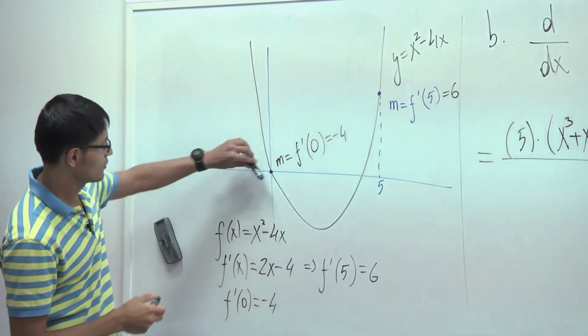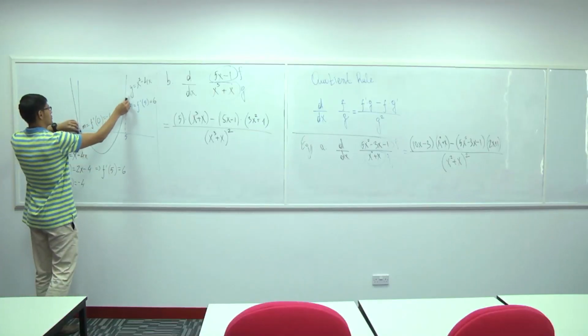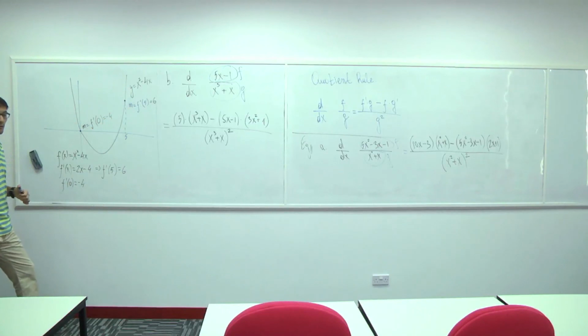Okay? So here we have a negative slope because the function is going down, it's decreasing. Here we have a positive slope because the angle is positive.